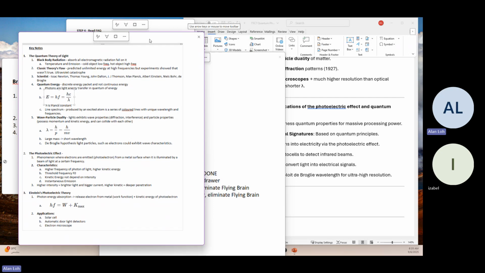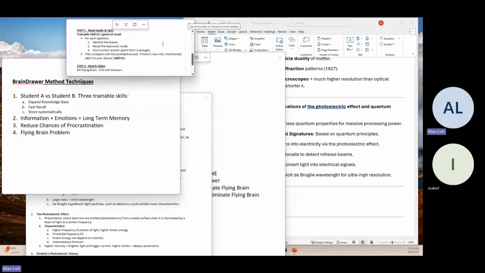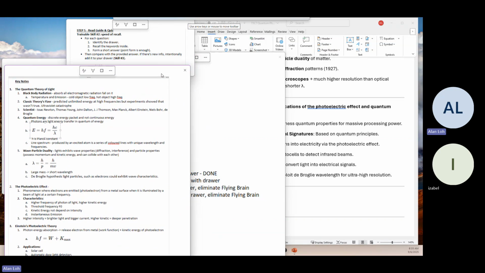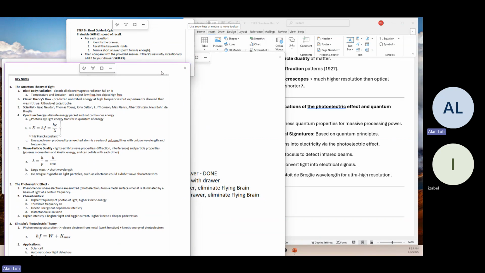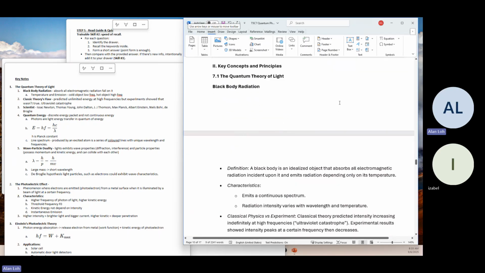Let's continue. Step 5, we haven't finished. Let's go to the technique first. This is the technique, and step 5 is read the guide and quiz. So there are 2 parts over here. Let me move to the guide. So how do you do this? Part 1 is reading the guide. Part 2 is reading the quiz.